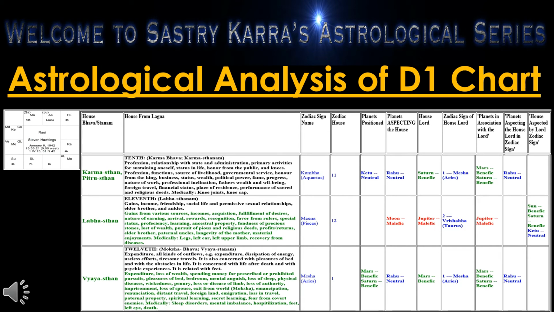Medically, the 12th house deals with sleep disorders, mental imbalance, hospitalization, the left eye, and death. So this native has some sort of issues pertaining to sleep disorders, mental imbalance, and frequent hospitalizations, because the 12th house Lord is Mars. The 7th and 12th house Lord is Mars, and Mars is residing in its own house and has a direct aspect on the 6th house.